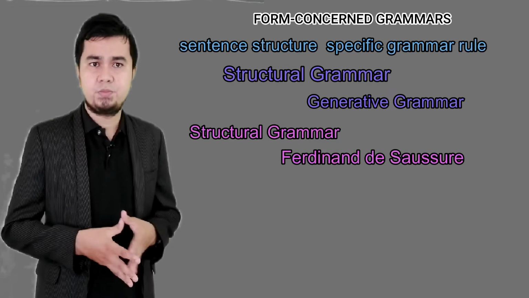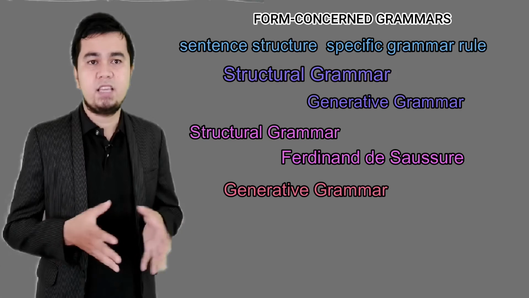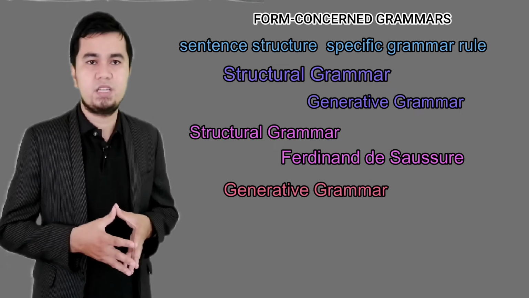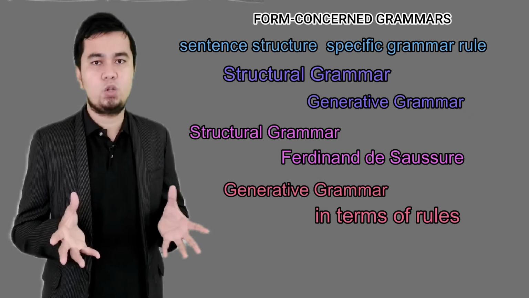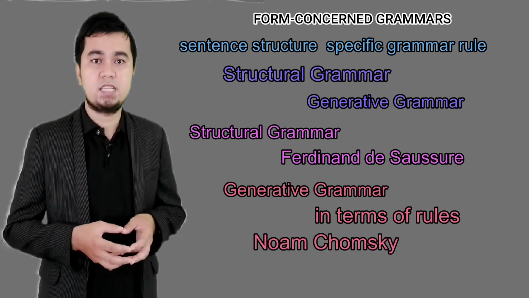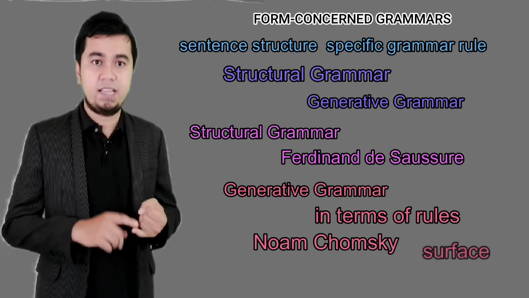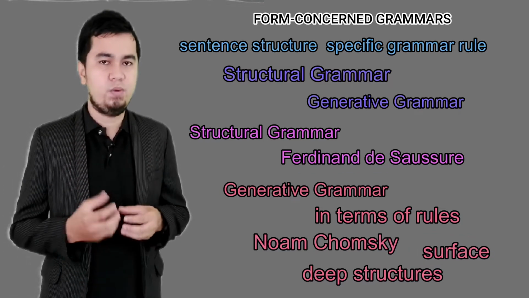On the other hand, a generative grammar is focused on explaining the universal qualities of a language in terms of rules. This has grown with the work of Noam Chomsky, and studies both the surface and the deep structure of the components of the language. So we will discuss this one by one.